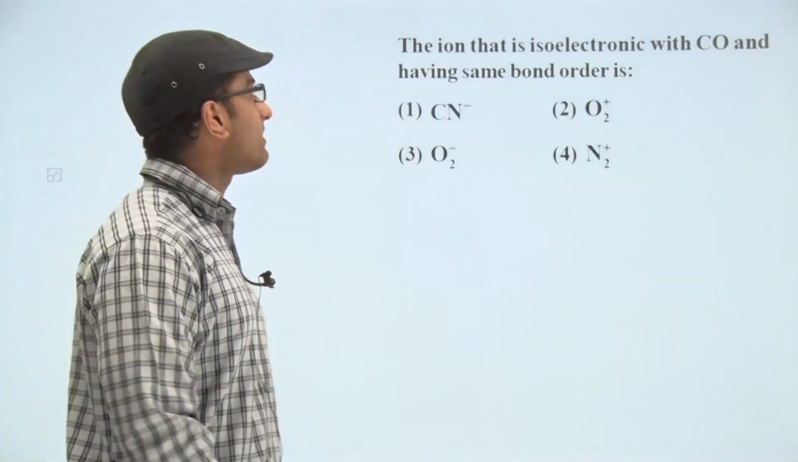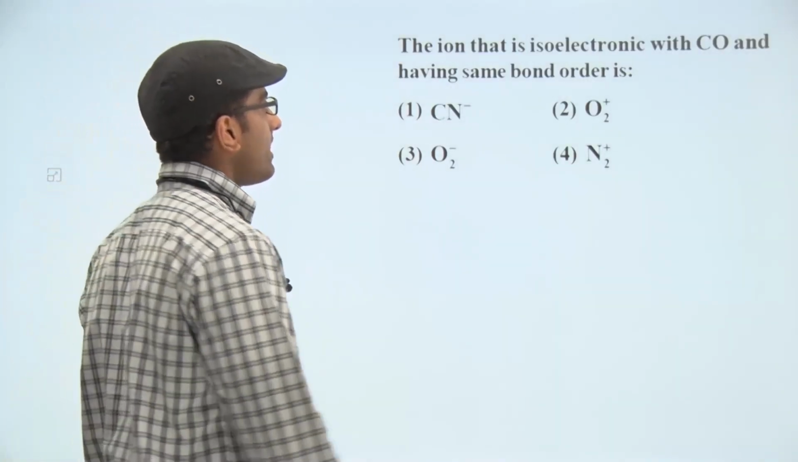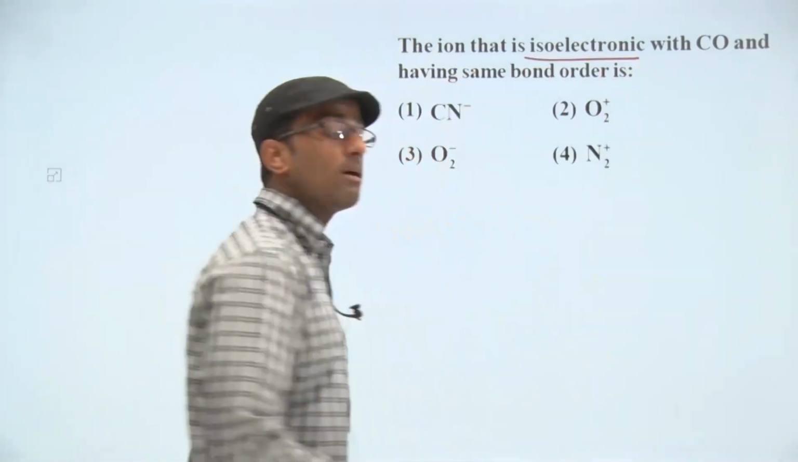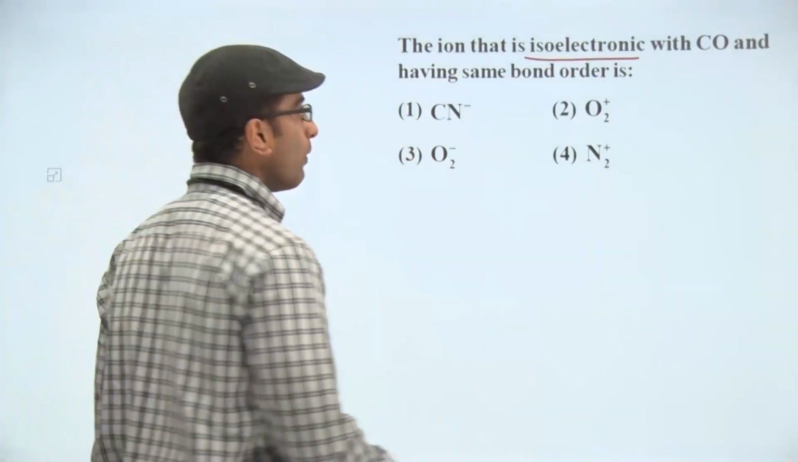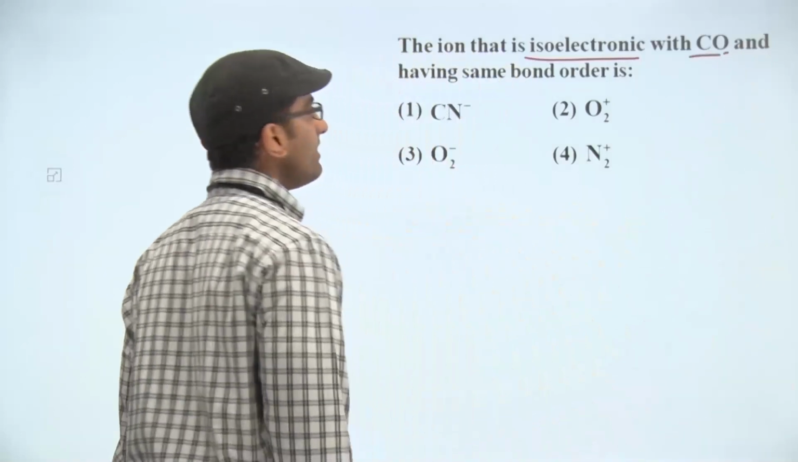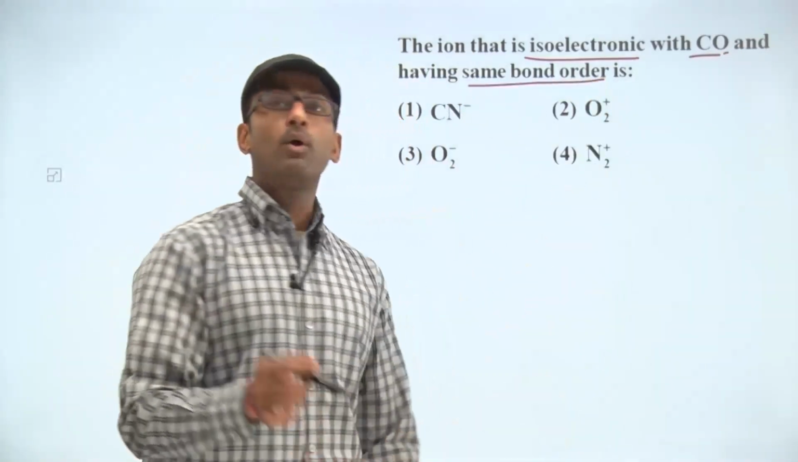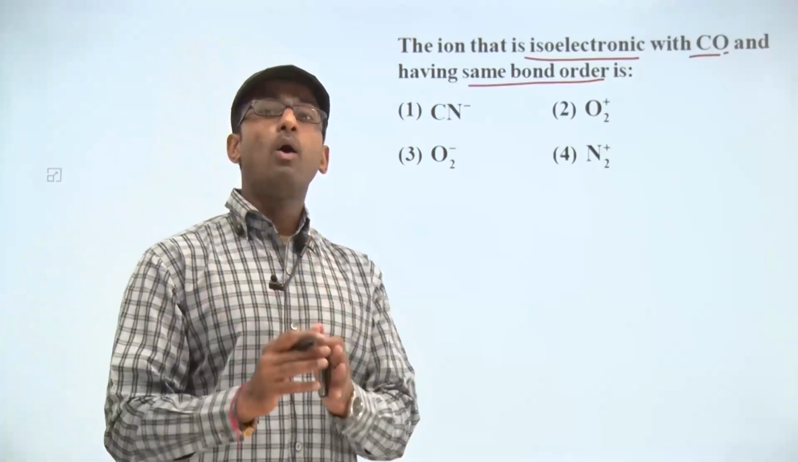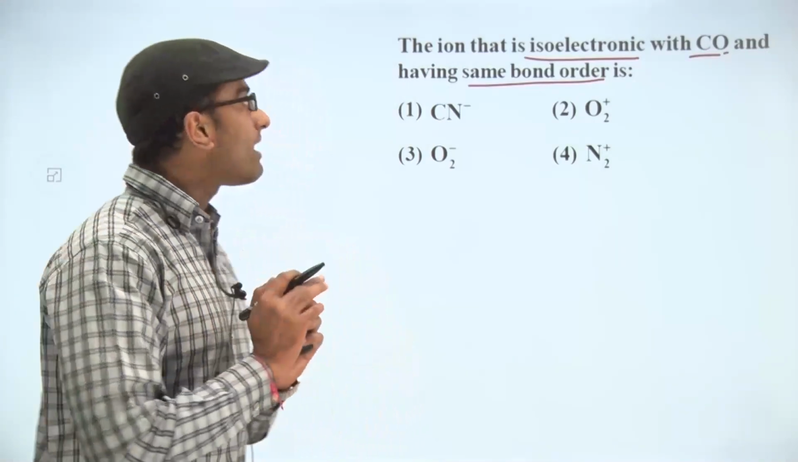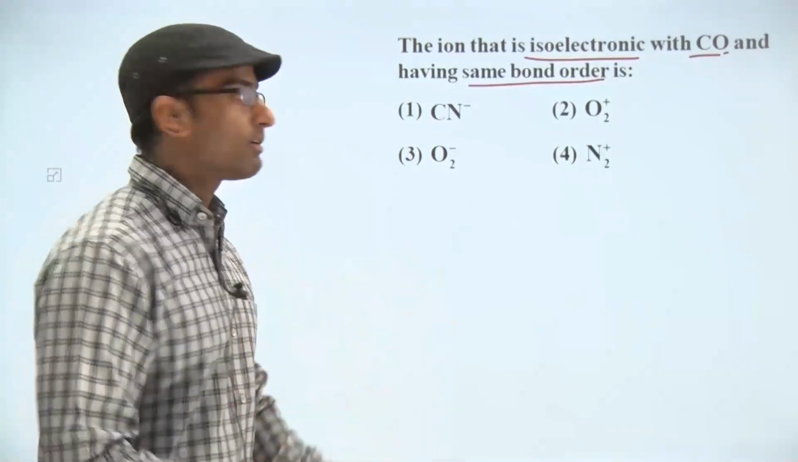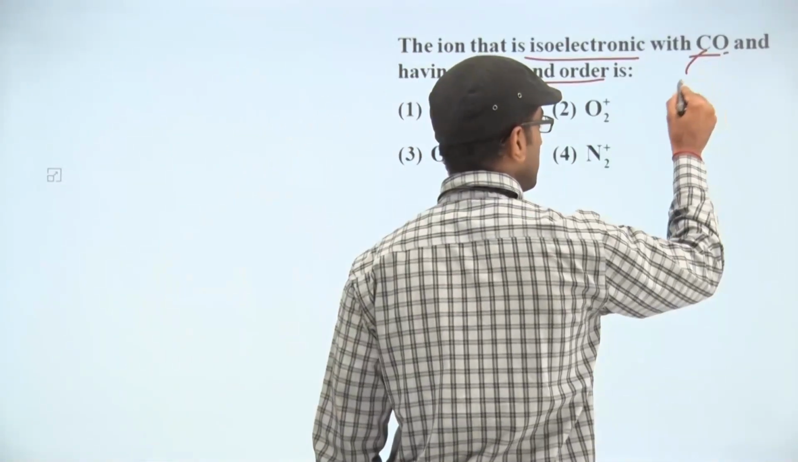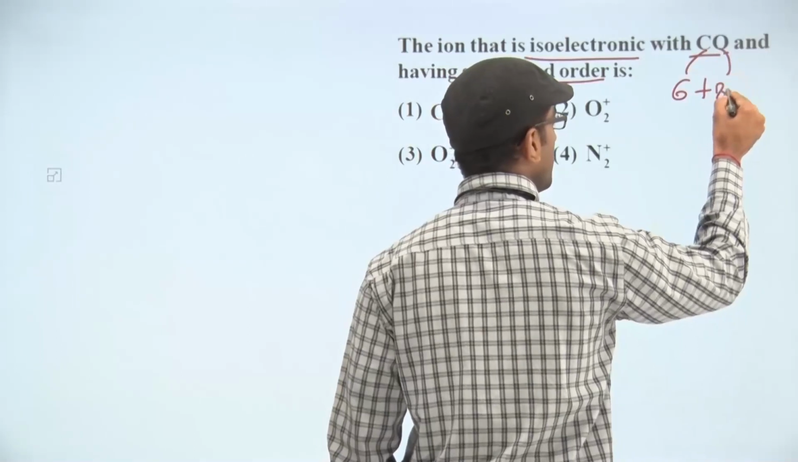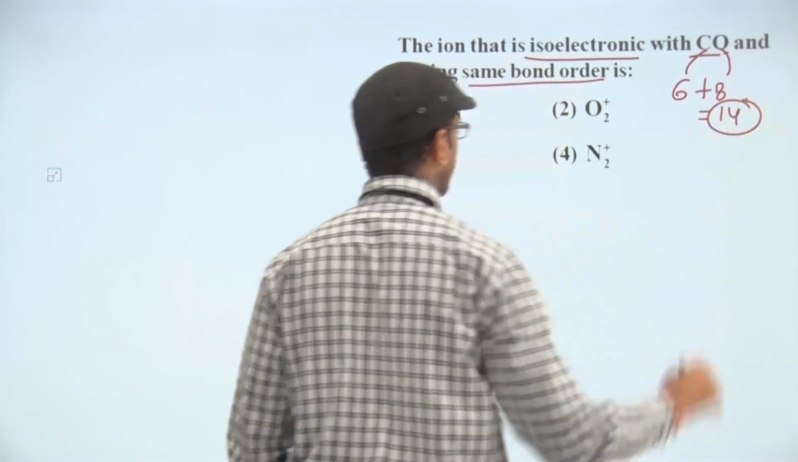Ashwin, this question is asking for the ion that is isoelectronic, which means the number of electrons are equal, with CO and having the same bond order. Ashwin, if the number of electrons is the same in diatomic species, obviously the bond order will be the same. So we are supposed to calculate only electrons, nothing else. So carbon atomic number 6, oxygen atomic number 8, total electrons 14.